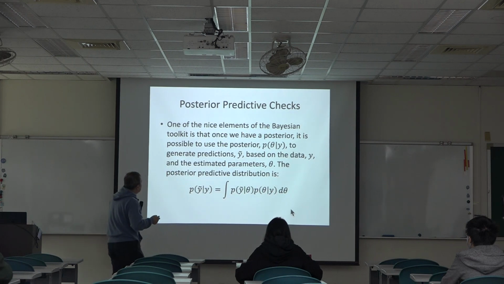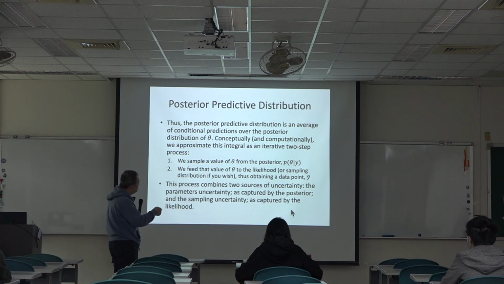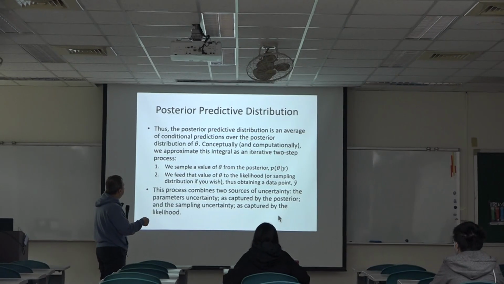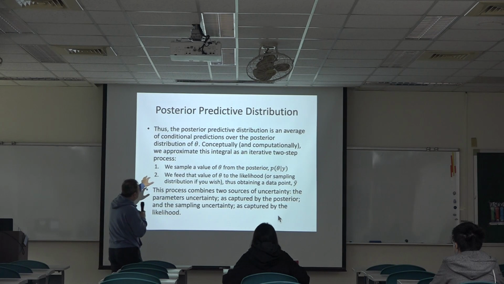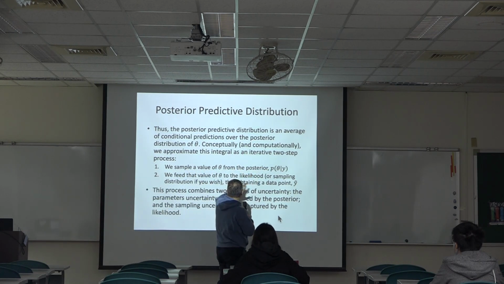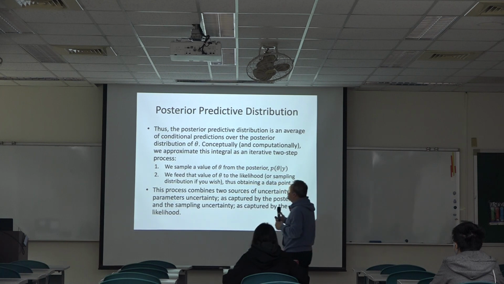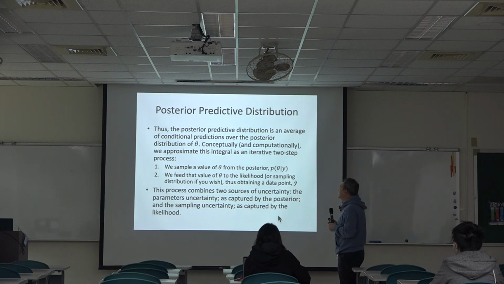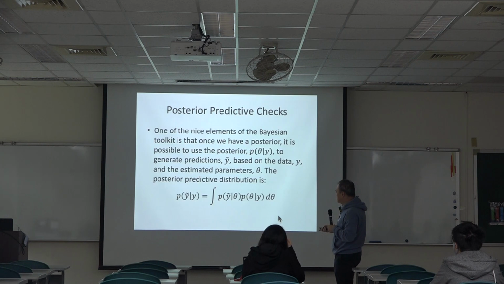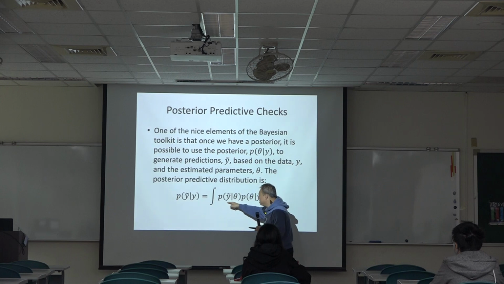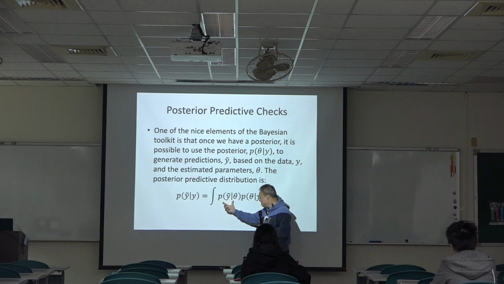So what I mean by this formula is that conceptually we approximate this integral as an iterative two steps, as follows. It's an average of conditional predictions over the posterior distribution of theta. So this indicates an average over the posterior distribution of theta. We want to see the predicted value of y, the data.